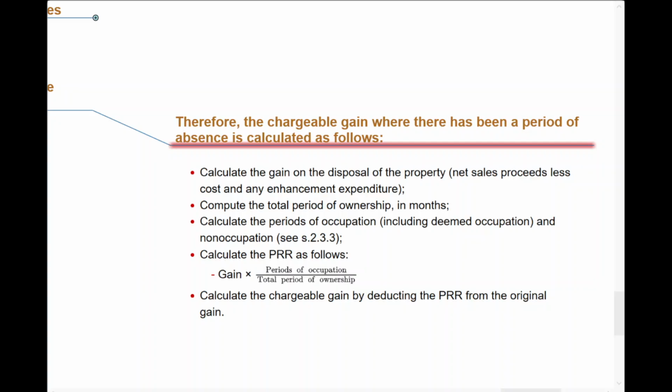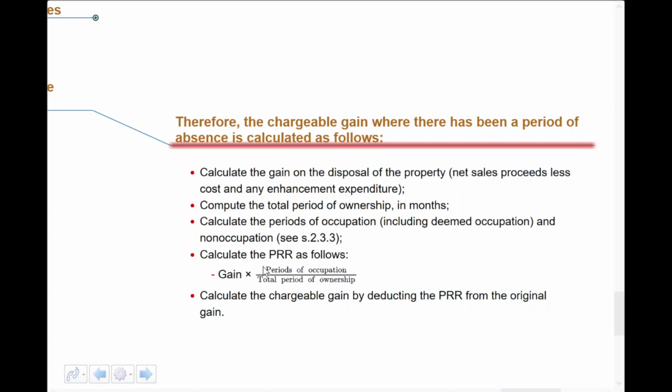So some part of the gain, let's say 2 years out of the 20, 2 over 20, is going to be chargeable. Once you've split the period from purchase to sale, then you can come up with this fraction. So there's the total gain that was calculated here. That was easy. Then what we do is equate this fraction, periods of occupation over total period of ownership.